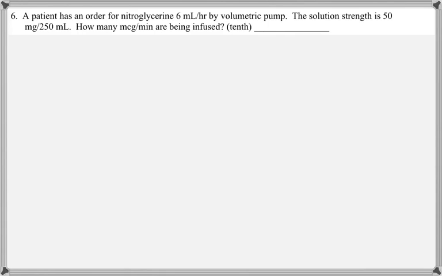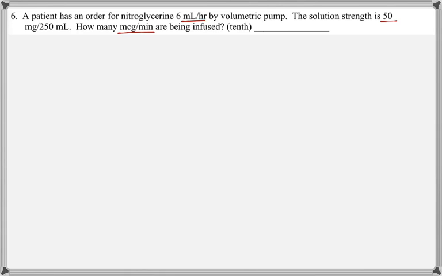So we have the rate, but the rate is in mLs per hour, and they want it to be in mcg per minute. So we need to convert from a liquid form to a powdered form, as well as change the time frame from hours to minutes.